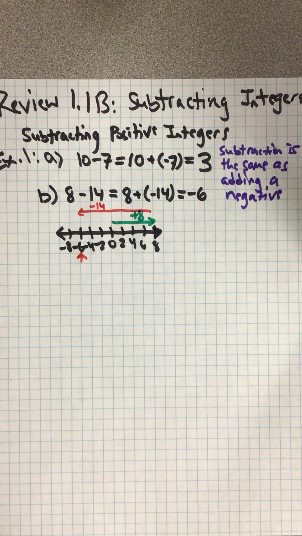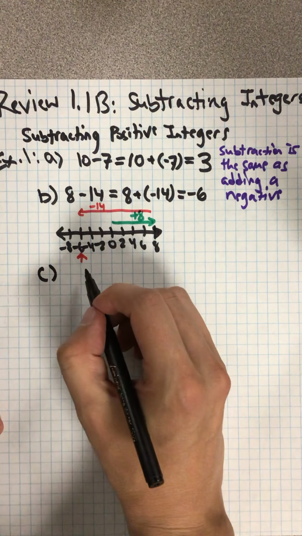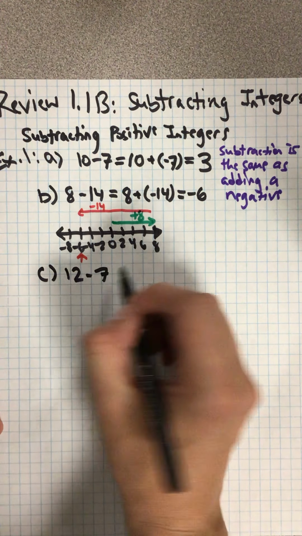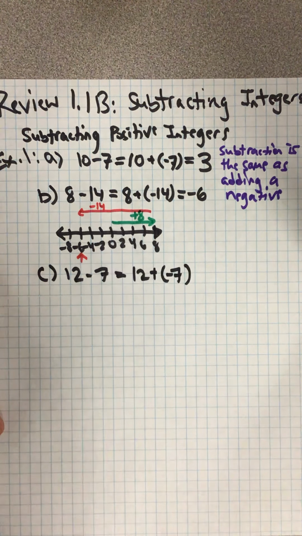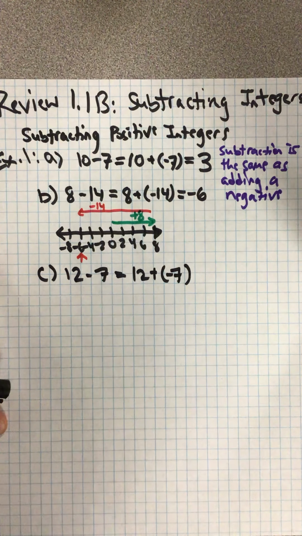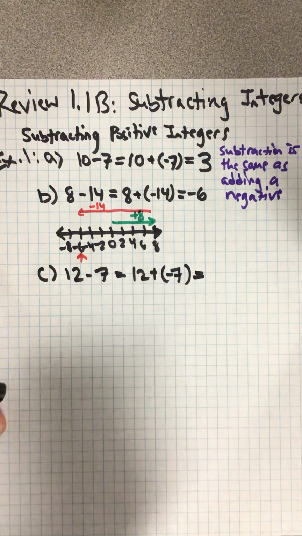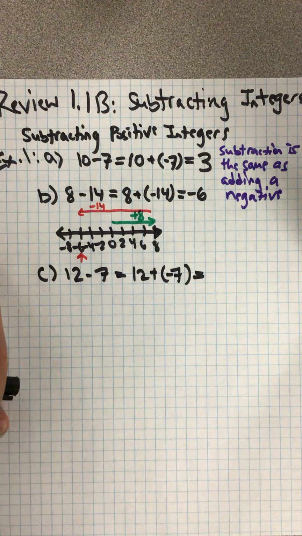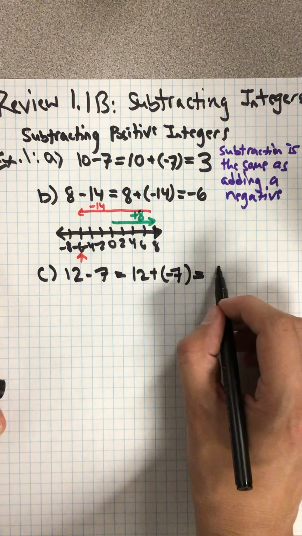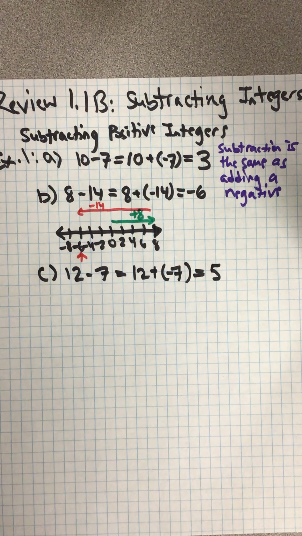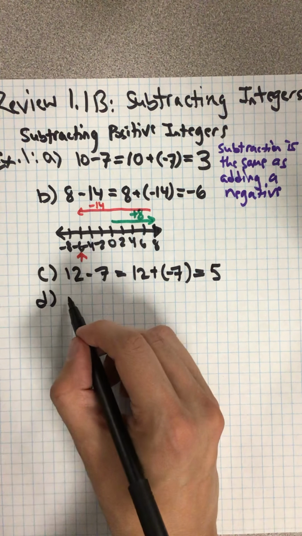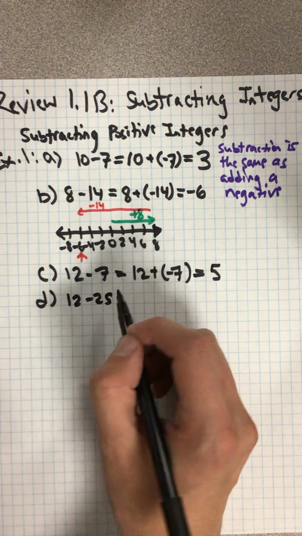Let's go through and look at a couple more examples. On C here, we have 12 minus 7, which can be rewritten as 12 plus negative 7. The negative sign causes the 7 to be a negative 7. And because I think most of you are probably able to figure out what 12 minus 7 is, we can say that is a 5. All right, we have just one more example. D. On D, what we have is 12 minus 25.